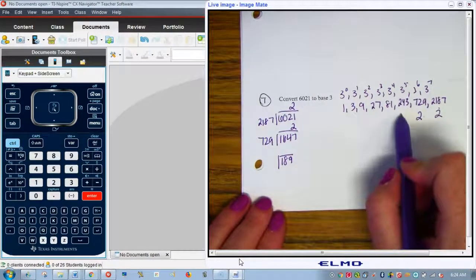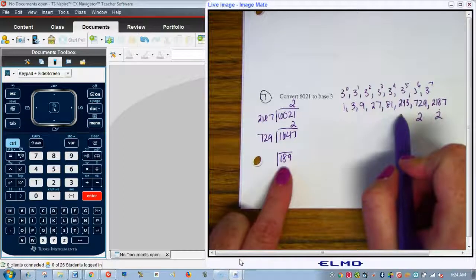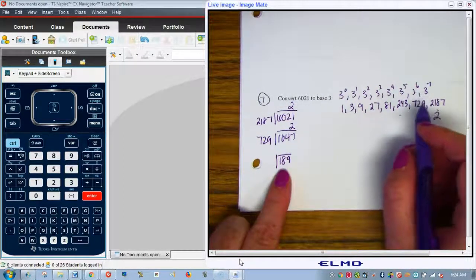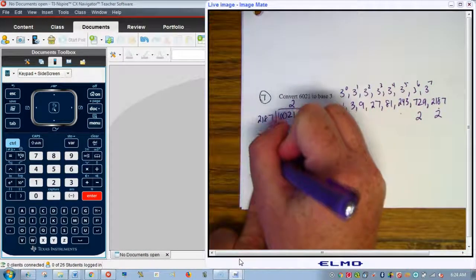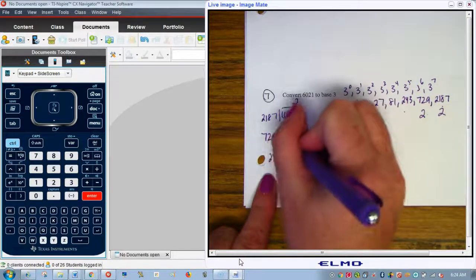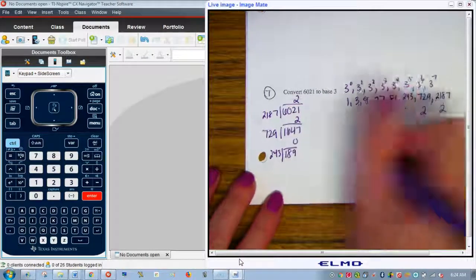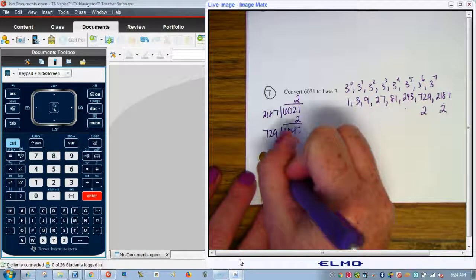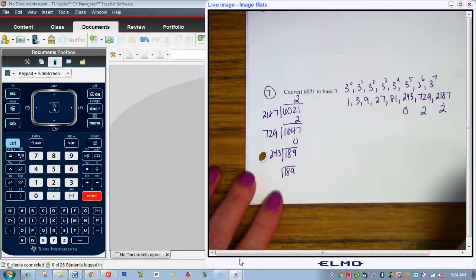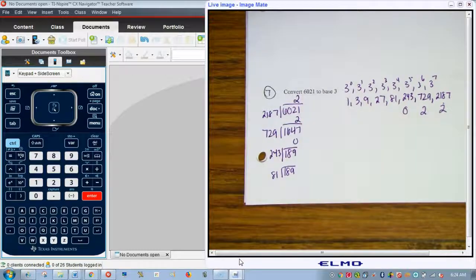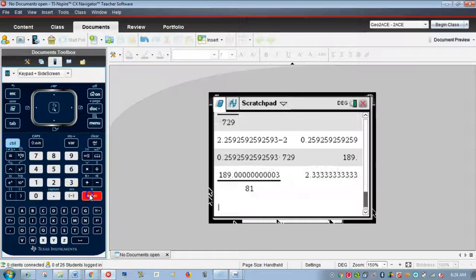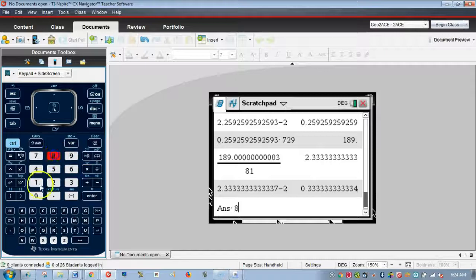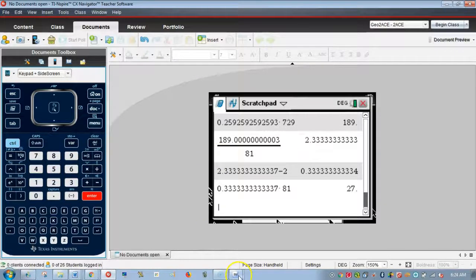The next number that I'm supposed to divide by, 243, is bigger than this, so you cannot divide by it. I mean, you can. It will go in 0 times, and I will still be left with a remainder of 189. So I go to the next number, which is 81. I divide by 81, Control Enter. It goes in twice. I subtract 2, I multiply by 81. My remainder is 27.